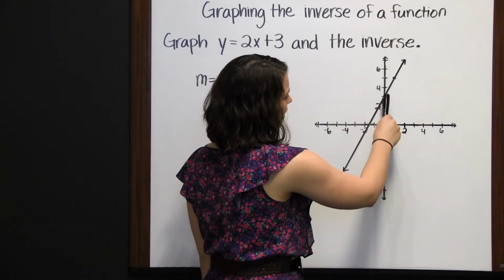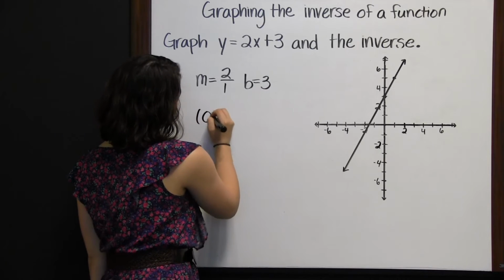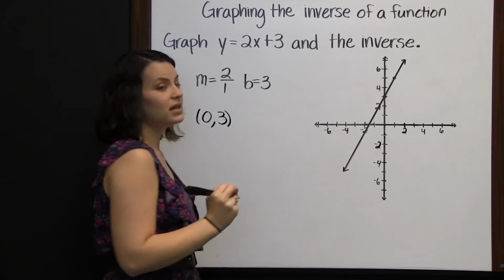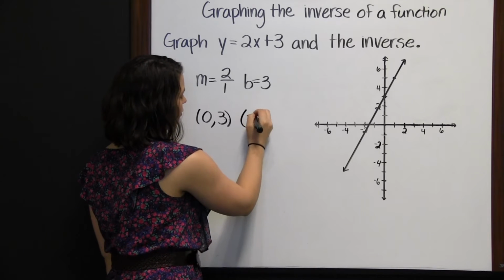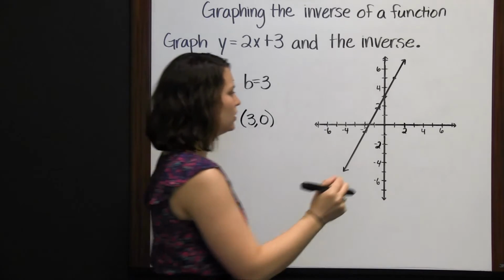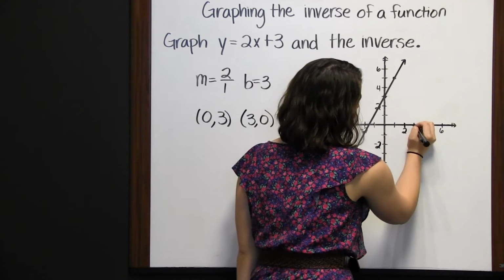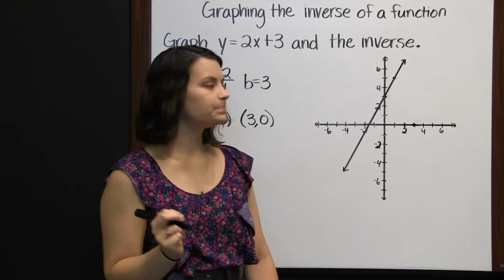So this ordered pair is 0, 3, which means that our inverse function will have the ordered pair 3, 0. Just switch the x and y. So over 3 and then up 0. There's the first point for our inverse function.